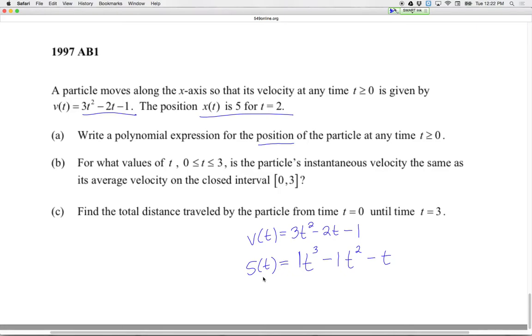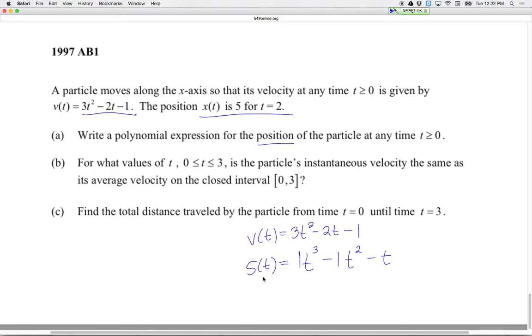Now, here's the thing. Here's the kicker. You don't know if there was a constant, do you? Because what's the derivative of a constant? Do you know if there was a constant or not?